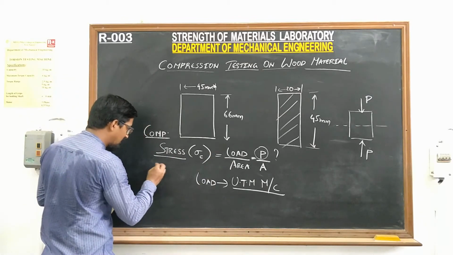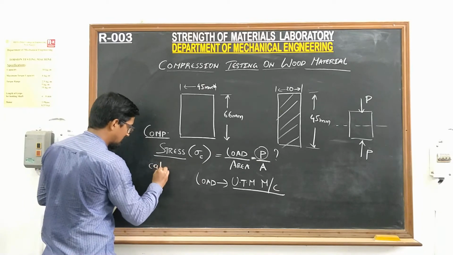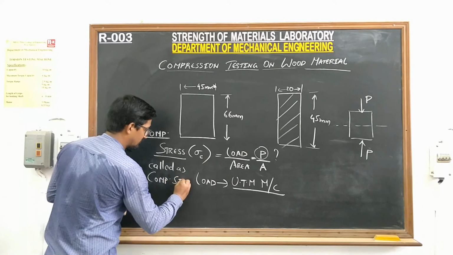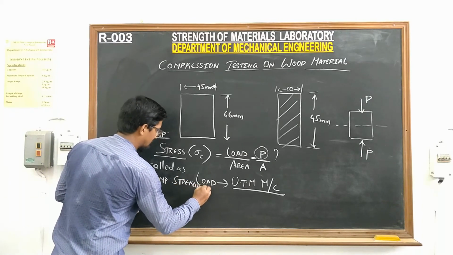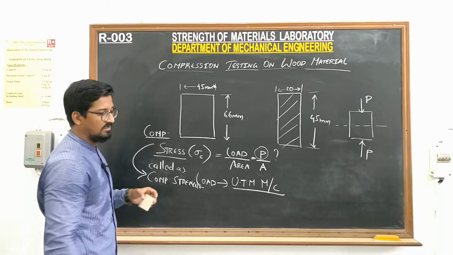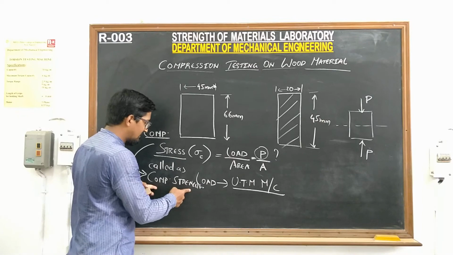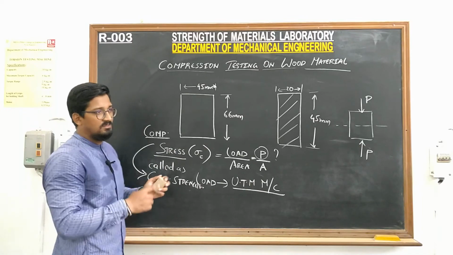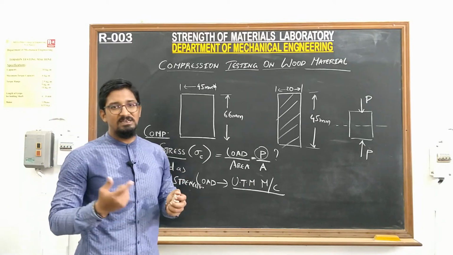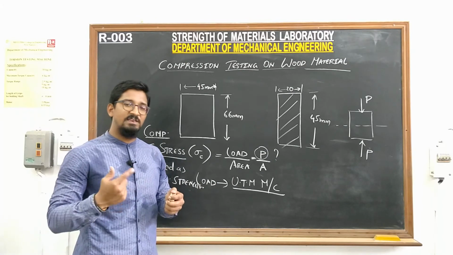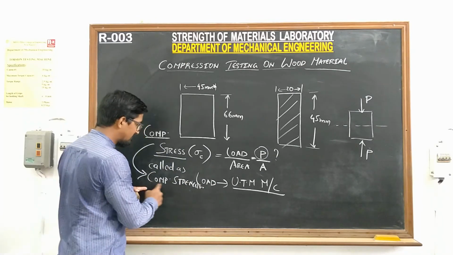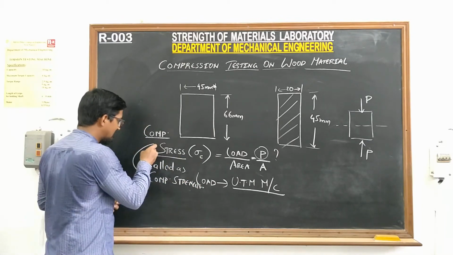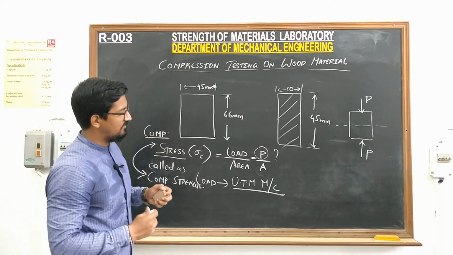This compressive stress can be called compressive strength also. As we know, it is the compressive strength of this wood material to withstand the load, because stress and strength accompany each other. Stress is the internal resistive force of the material to resist deformation per unit cross sectional area, and compressive strength is the same, meaning the strength of the body to withstand the compressive load. So we can say that compressive stress and compressive strength are one and the same thing.